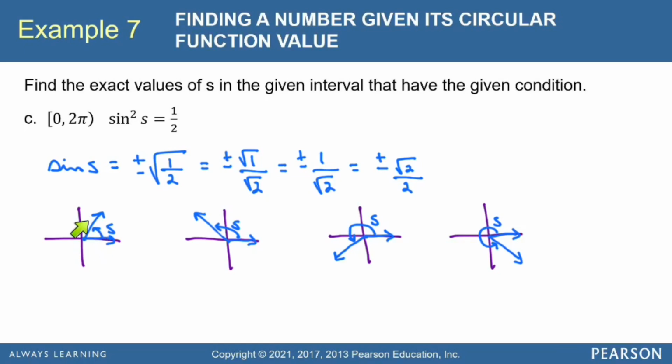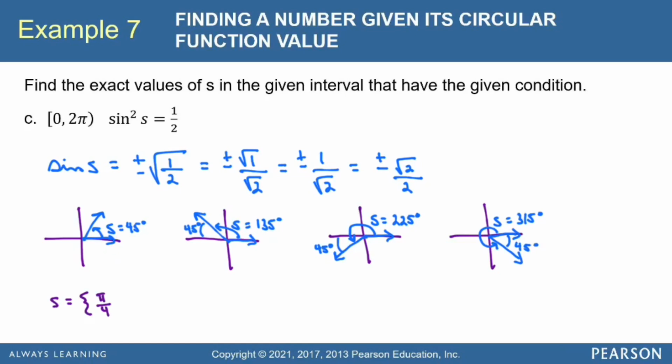Now in quadrant 1, of course, with a reference angle of 45 degrees, that is the quadrant 1 answer. In quadrant 2, the reference angle is 45 degrees, but the standard position angle would be 180 minus 45, so that would be 135 degrees. In quadrant 3, again, the reference angle is 45 degrees, so the standard position angle would be 180 plus 45, which is 225 degrees. And in quadrant 4, with a 45 degree reference angle, the standard position angle would be 315 degrees. And now we'll just convert each one of these to radians for our final answer.